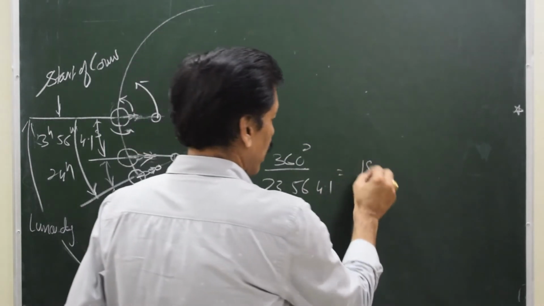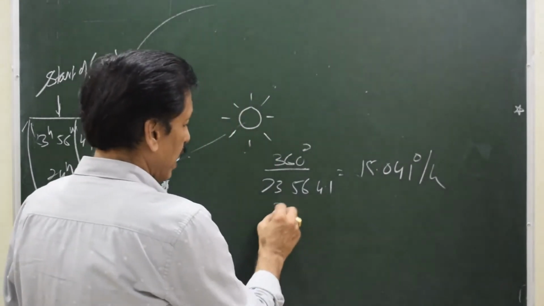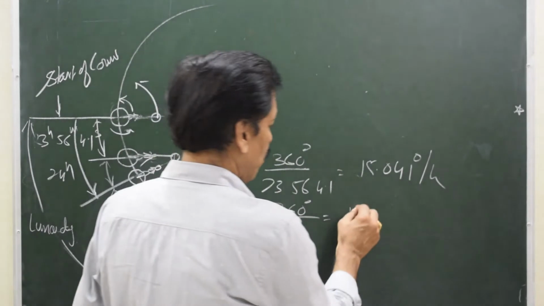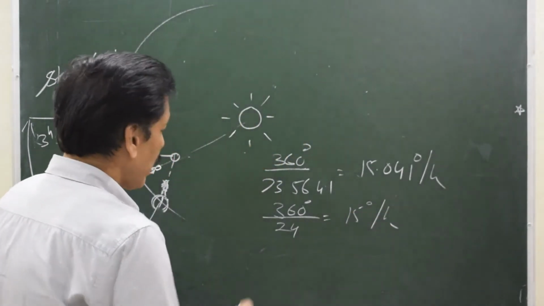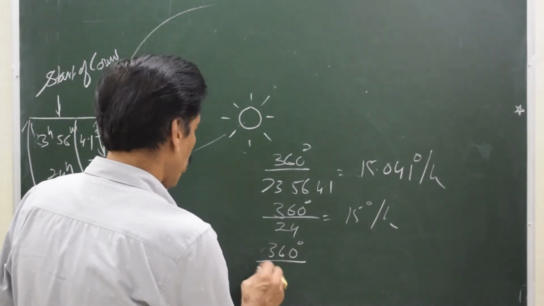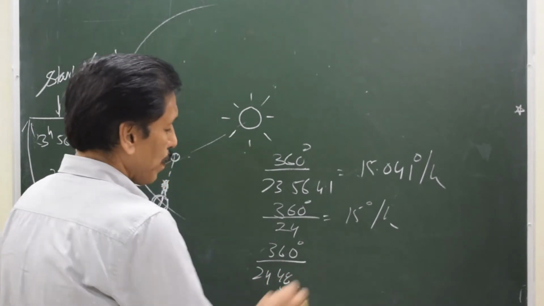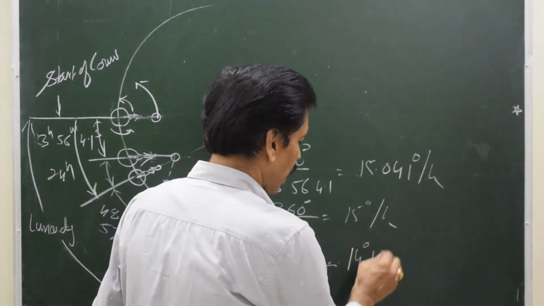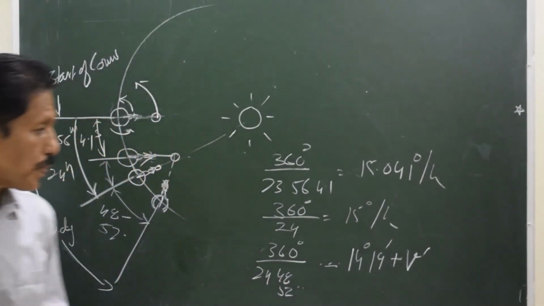That gives you 15.041 degrees per hour. Same way, in case of sun, the rate is 360 divided by 24, that is 15 degrees per hour. And in case of moon, it is variable. So 360 degrees divided by 24 hours plus 48 or 52 minutes, etc. So actually the rate is 14 degrees 19 minutes plus v in minutes.